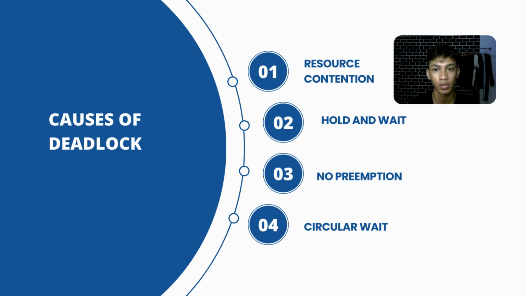And then number two is no preemption. No preemption means a resource cannot be forcibly taken from a process. And then circular wait, which is the last. Circular wait occurs when each process waits for a resource held by the next process in a chain. In the next slide, I'm going to explain the implementation of deadlock testing, how deadlock can occur.